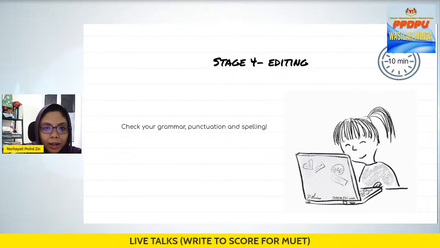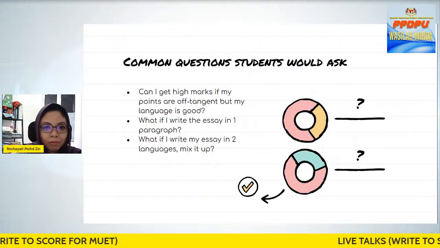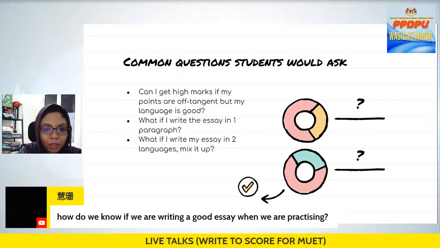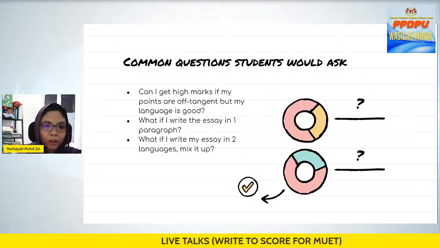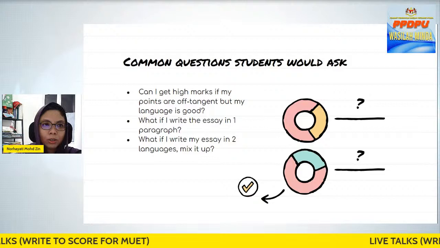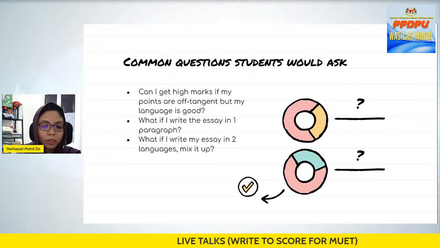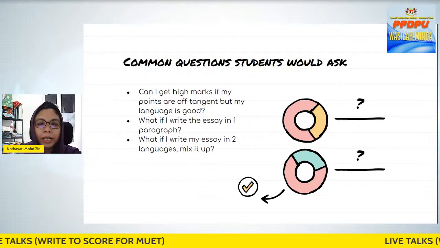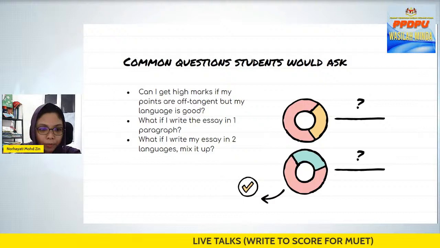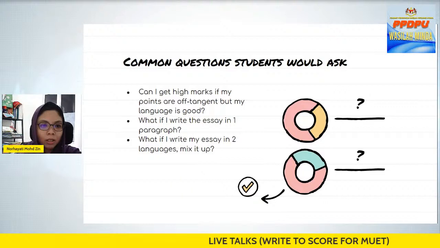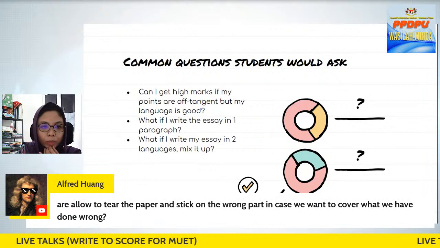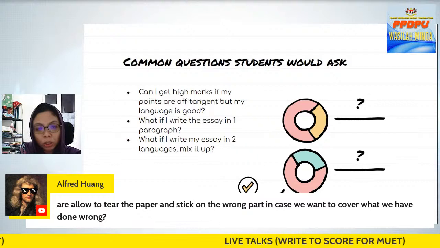Is there any other question that you want to ask? Okay, there's one person asking, how do we know if we are writing a good essay when we are practicing? The whole idea of practicing, why we ask you to practice, is to make sure that you are prepared for the exam. When you practice, you get an idea of how it will be on the exam day. For example, timing yourself, how many minutes. Sometimes you get points, but you tend to spend so much time writing down, drafting. So it's good for you to practice. Look at the words, look at transitions, do activities on transition words. That is why we want you to practice.